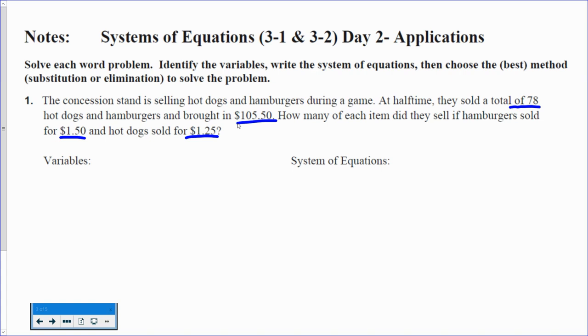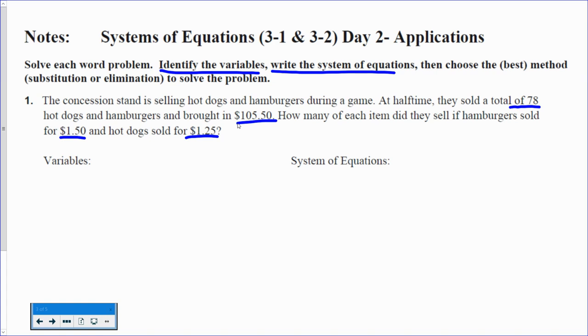Okay, with each of these problems, you want to identify what your variables are. So every problem, we have things that we don't know. Every problem that we're going to look at today will have two things that we don't know. So we will have two variables with each situation. And then once we have those variables, we're going to write our system of equations. So we'll have two equations to go with those two variables. And then we'll choose the best method, either substitution or elimination, to solve.